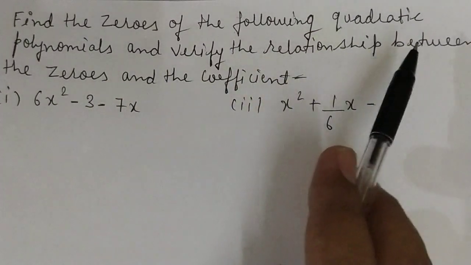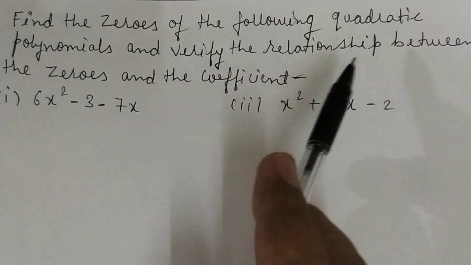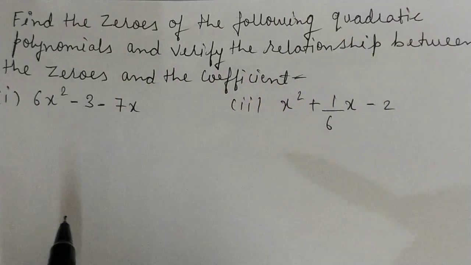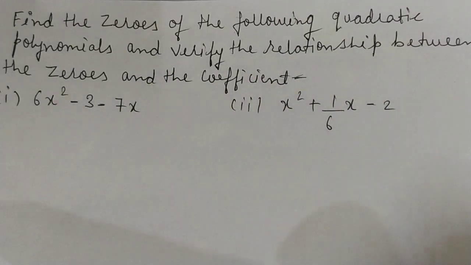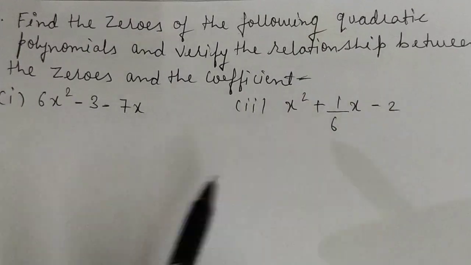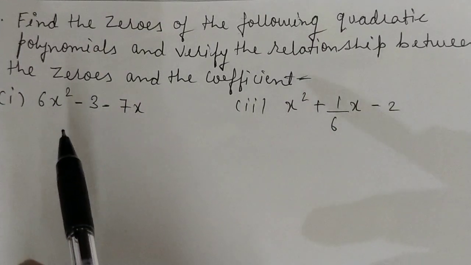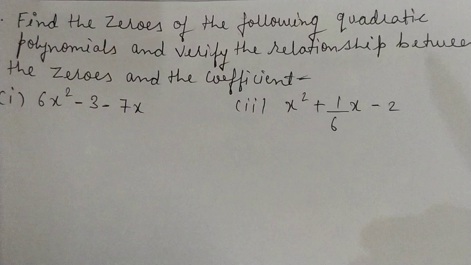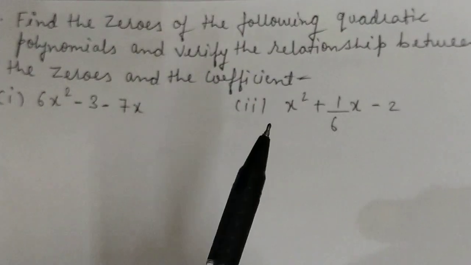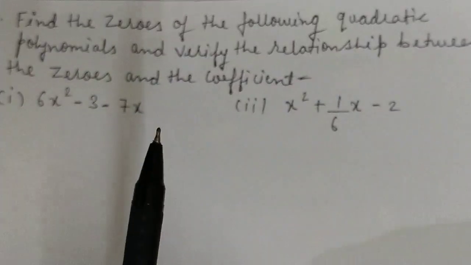Find the zeros of the following quadratic polynomial and verify the relationship between the zeros and the coefficient. Now two questions are given. I will be explaining one of these. First one I am explaining. The second one you have to do on your own in your classwork copy.